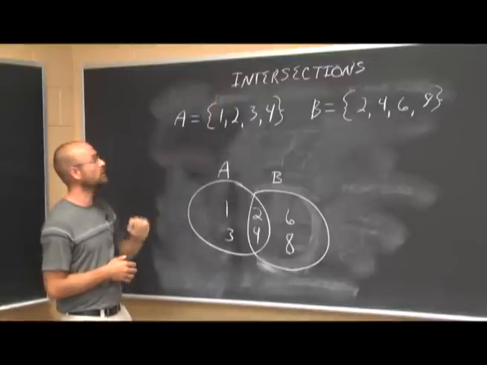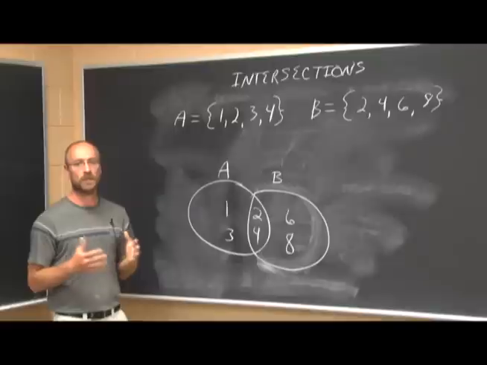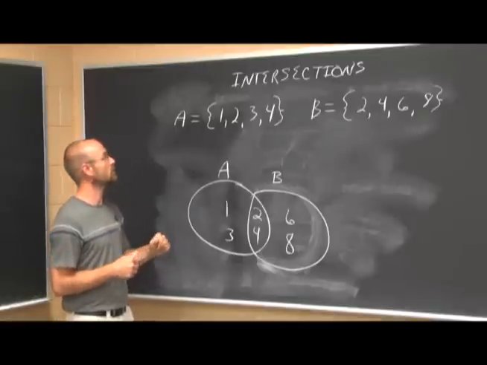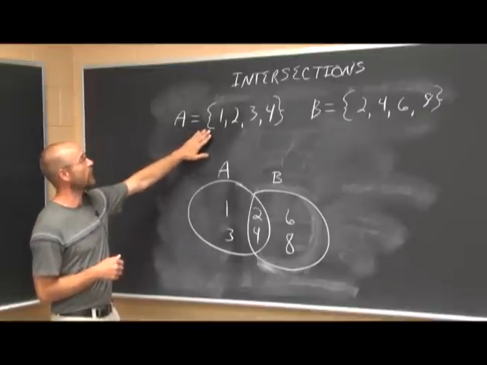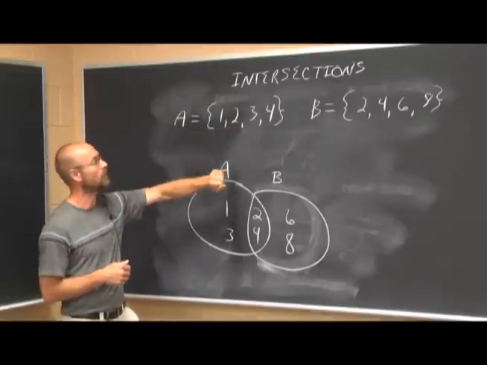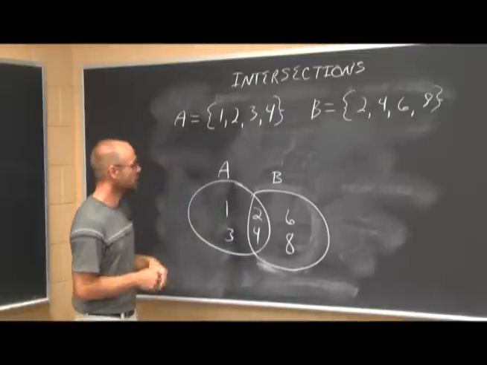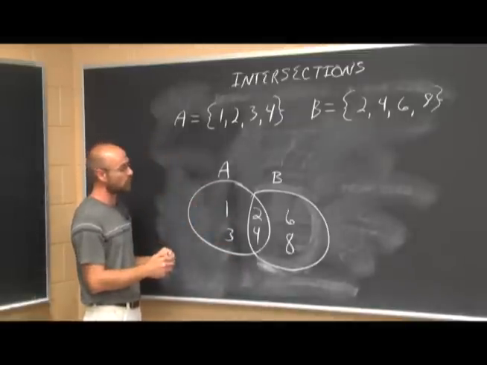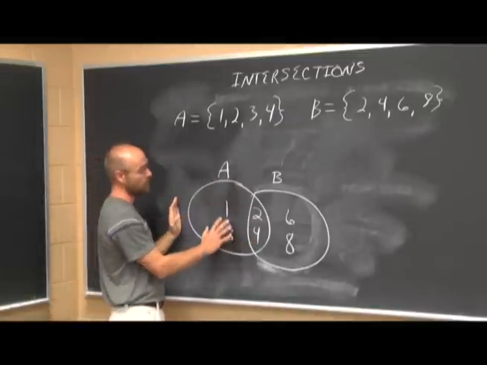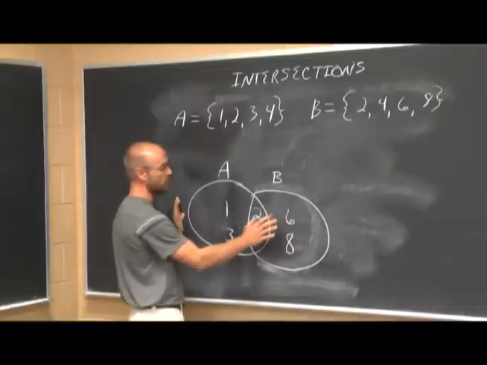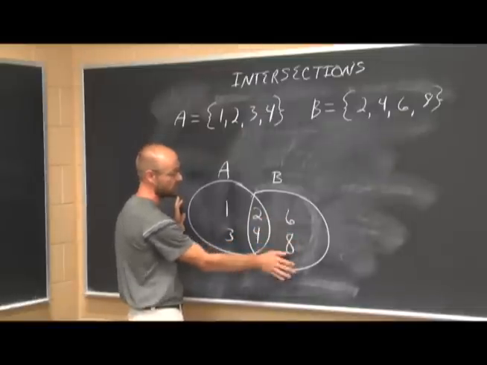So we're defining intersections here, and the first thing we're going to do is consider 2 sets of numbers. The first set of numbers, A, is 1, 2, 3, 4. And the second set of numbers, B, is 2, 4, 6, 8. Now, this illustration shows the set A, which is 1, 2, 3, 4, and the set B, which is 2, 4, 6, 8.